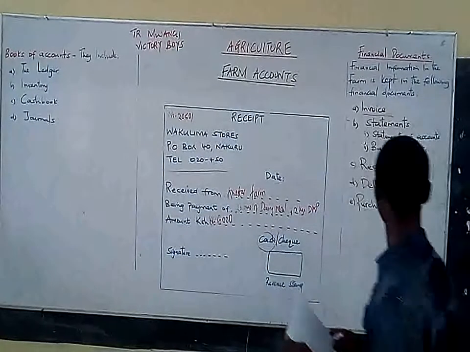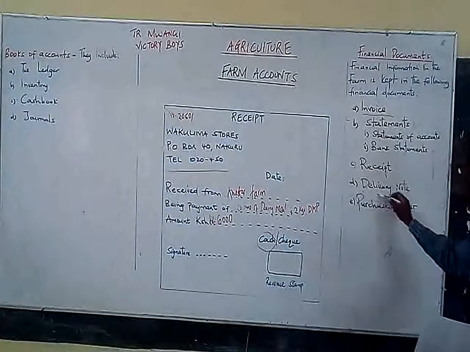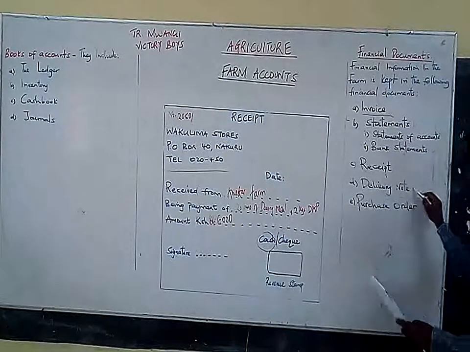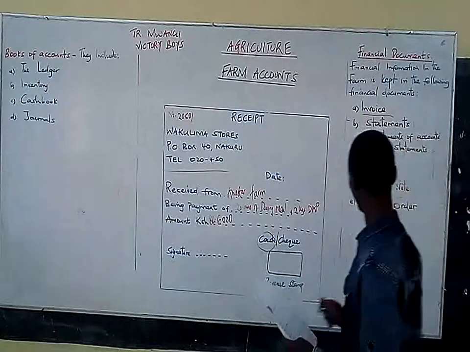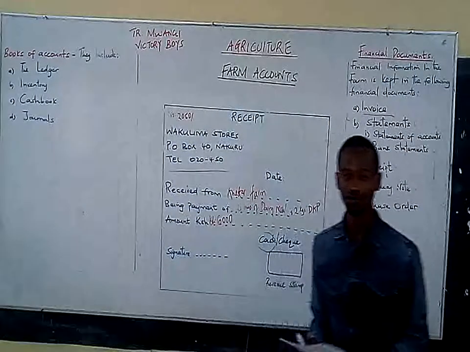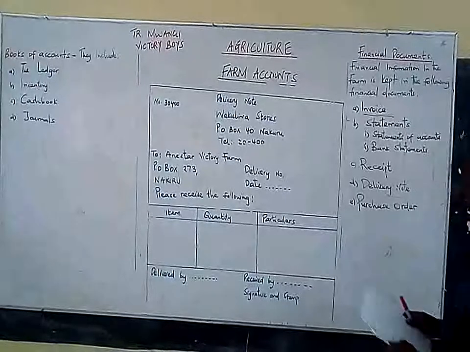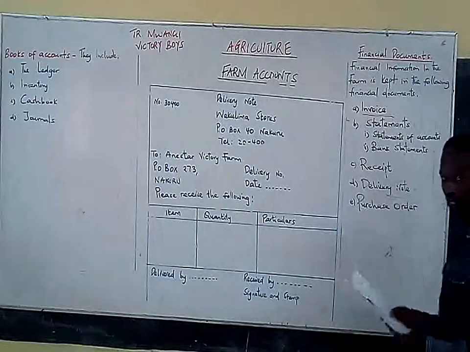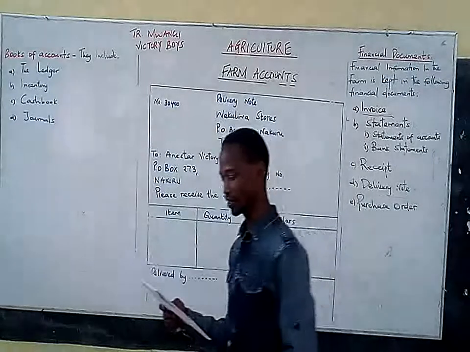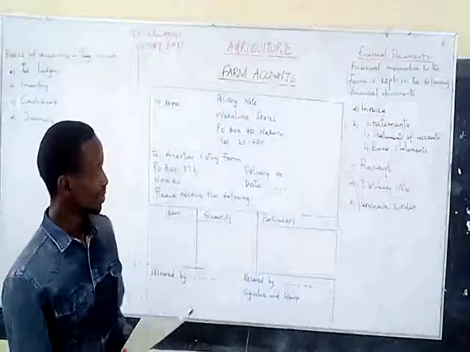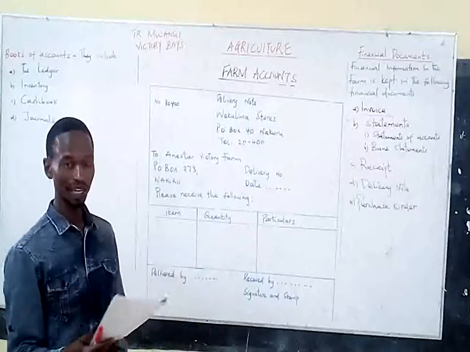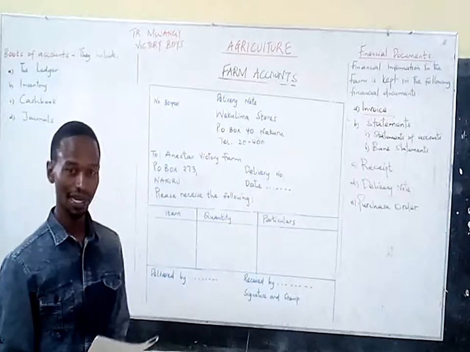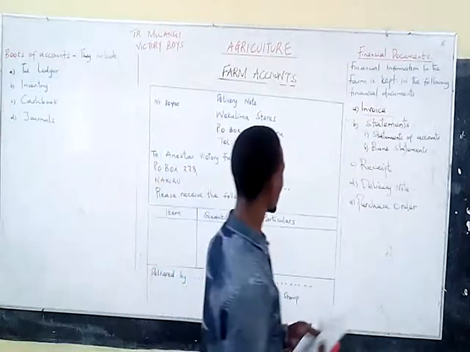Then we proceed to the delivery note, number 4. Our financial document number 4, we have the delivery note. So we're going to look at the delivery note. A delivery note is a note prepared by a seller for goods being delivered to a buyer. It has the following details.